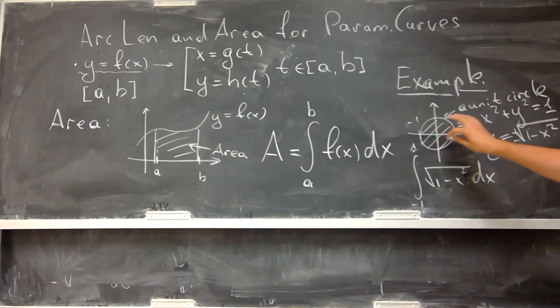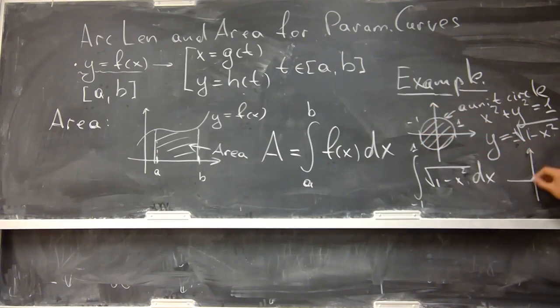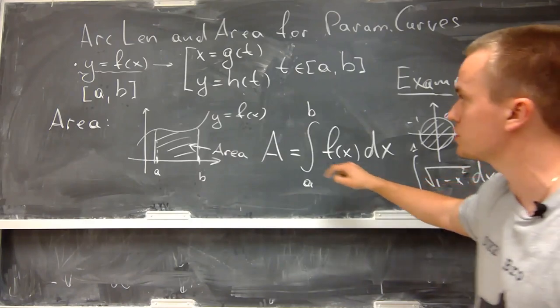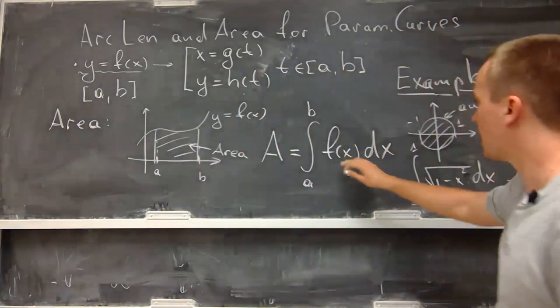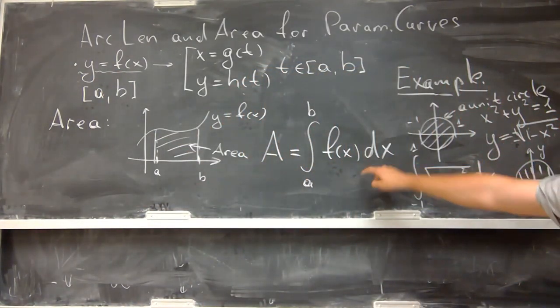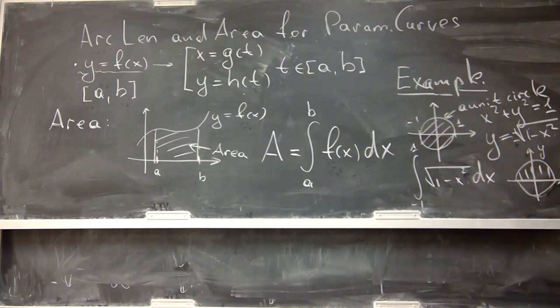But this integral doesn't give the area of the whole circle. You will get just the area of the upper half. So in this case, you can get the area of the whole circle if you multiply this integral by 2. But the point is, what if our circle is not symmetric and our curve looks something like this? Then by using this formula, it's impossible to find the area of the whole thing by using one integral, if we use integrals in terms of Cartesian coordinates. But when I rewrite this integral in terms of polar coordinates, then we'll be able to find the area of the whole circle in terms of one integral.